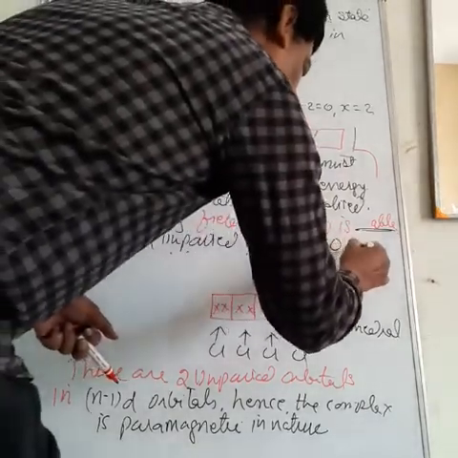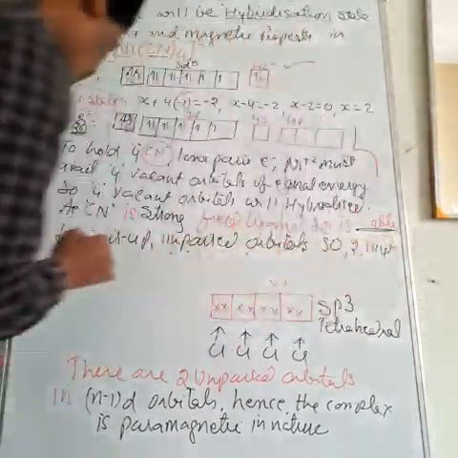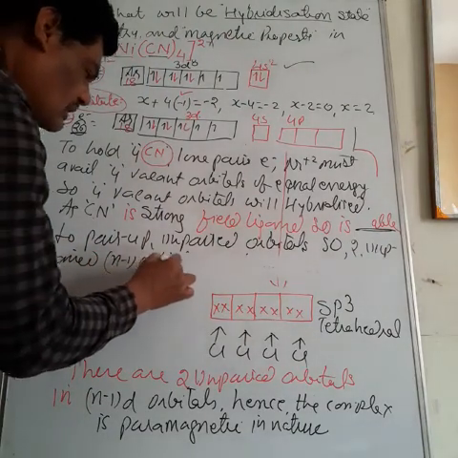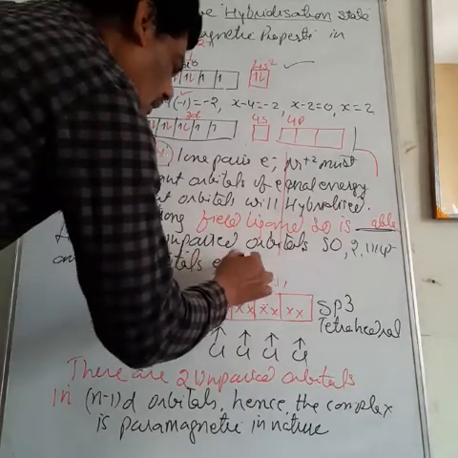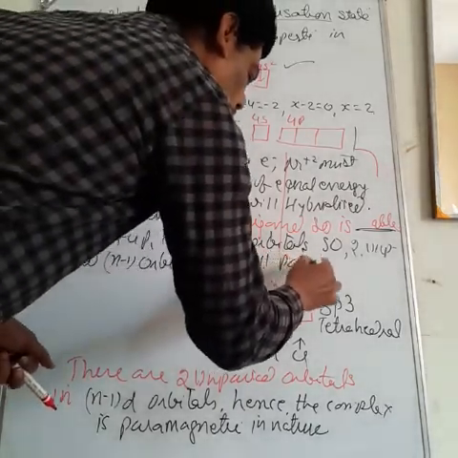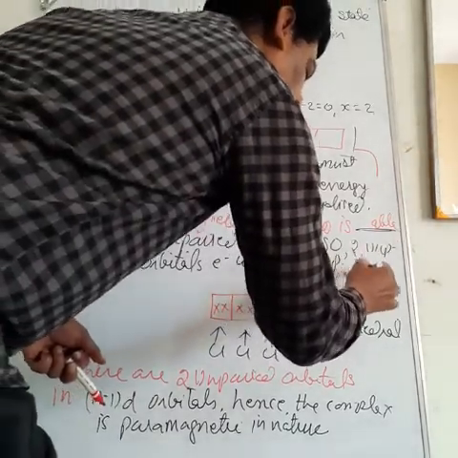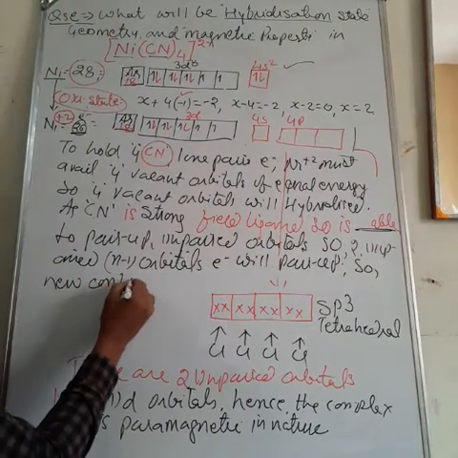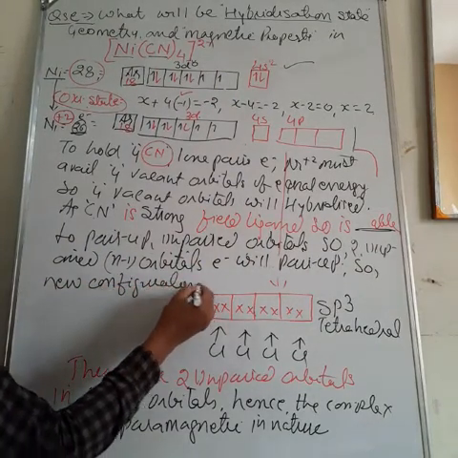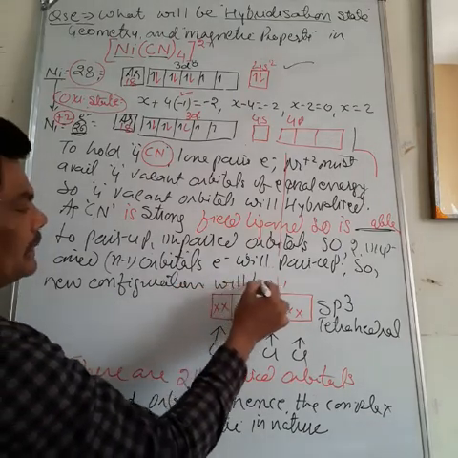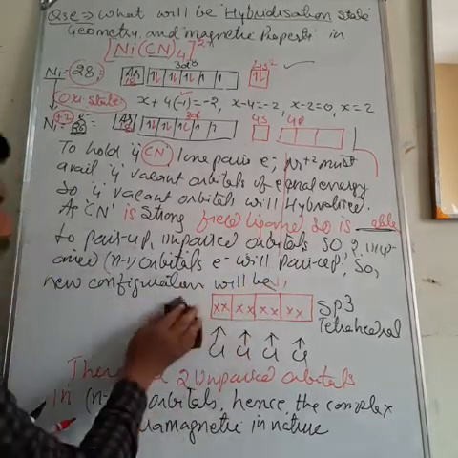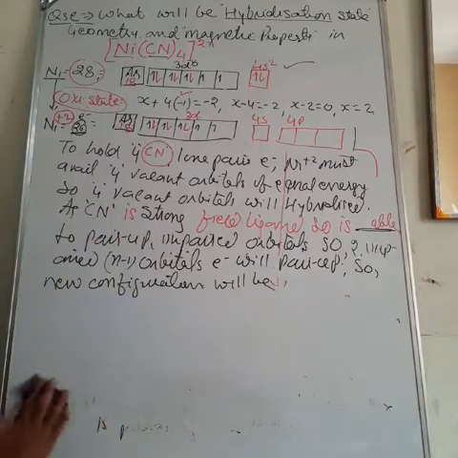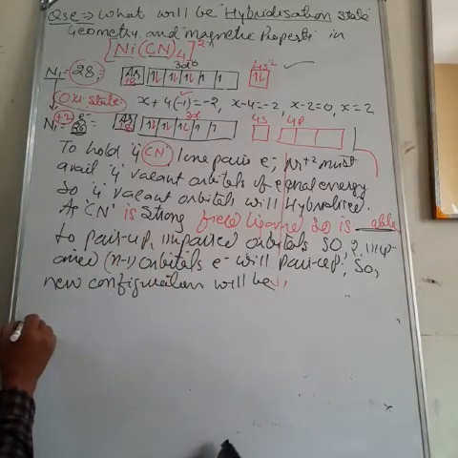So the two unpaired electrons in the (n-1)d orbitals will pair up. Pair up. So the new configuration will be different, that means we now have to change the configuration. So I am erasing the complete portion here. So now how will it be?